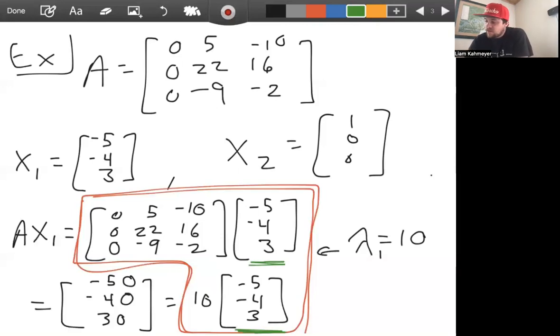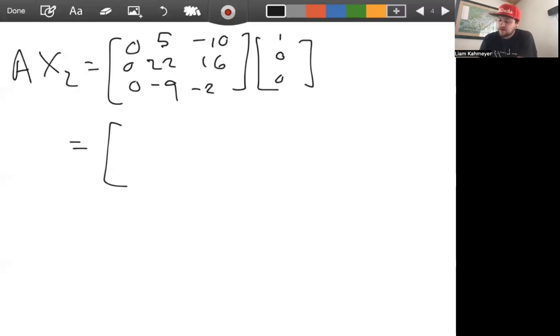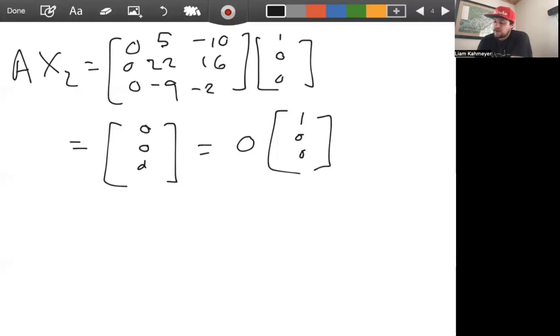So what about the next one? Let's look at A x2. Well, this is A, which is 0, 0, 0, 5, 22, -9, and -10, 16, -2, times 1, 0, 0. You may notice right away that the matrix multiplication is going to give us the 0 vector, right? And because of this, we notice that the 0 vector is 0 times 1, 0, 0. And so we get that lambda 2 here is 0.